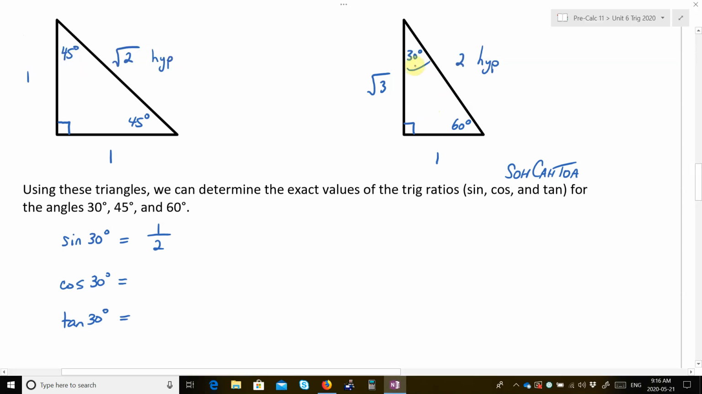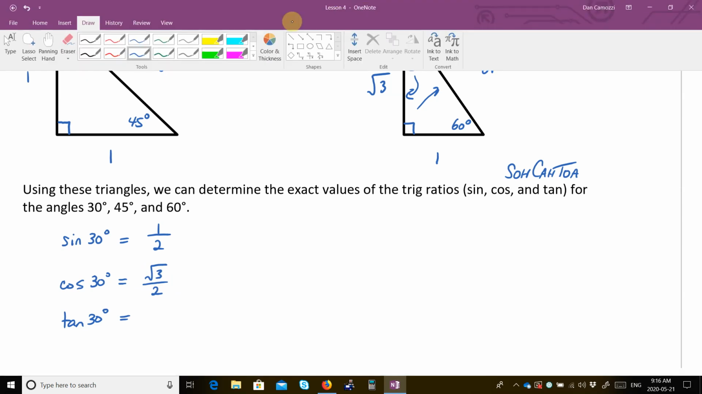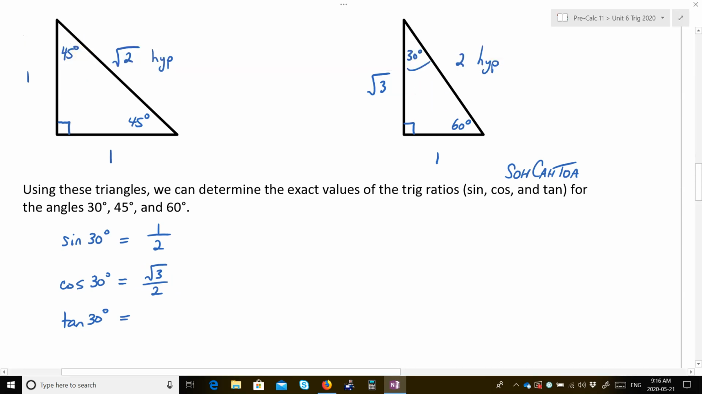Cos 30, I'm looking at the 30-degree angle over here. Cos is adjacent over hypotenuse, so it's adjacent over hypotenuse as an exact expression, root 3 over 2. And tan of 30 degrees, tan is opposite over adjacent. There's opposite, there's adjacent, 1 over root 3.